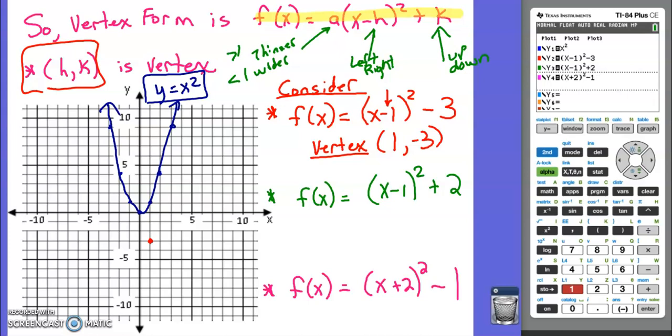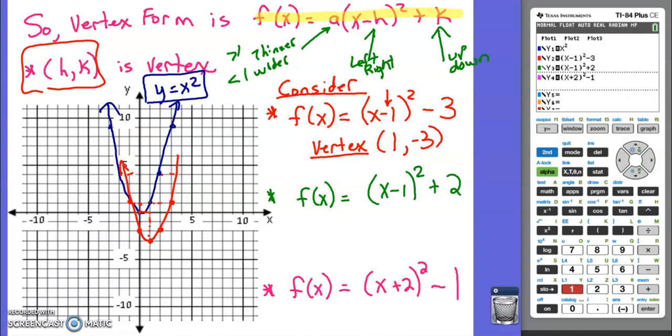Notice what's happening. From the blue vertex to the red vertex, it's being shifted 1 space to the right, and it's shifted 3 spaces down. So without the calculator, I can literally shift every one of the blue points. I can shift it 1 space to the right and 3 spaces down. And that's going to be the red function. So 1 space to the right, 3 spaces down. And so I can literally graph my red parabola just by doing that, just by shifting.